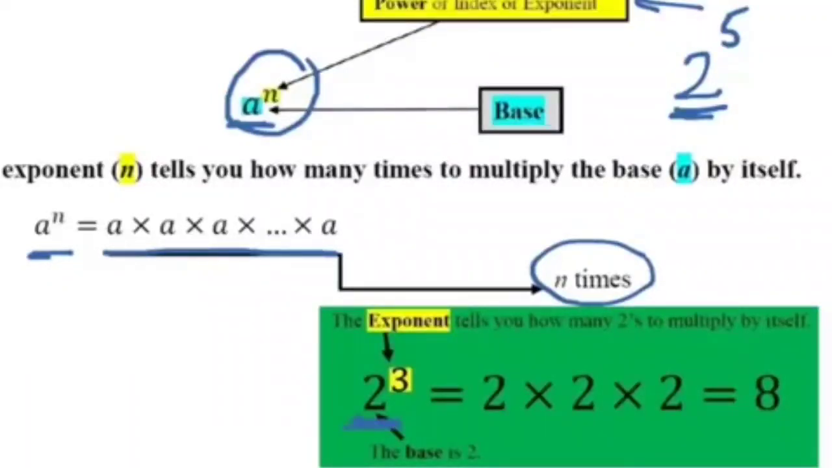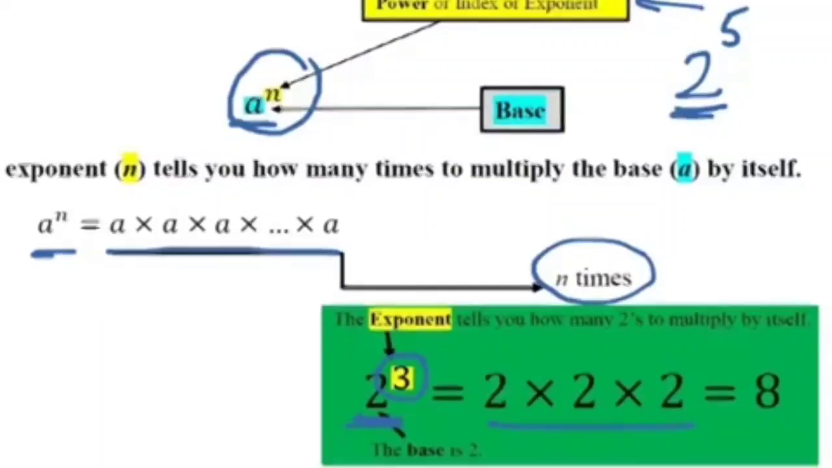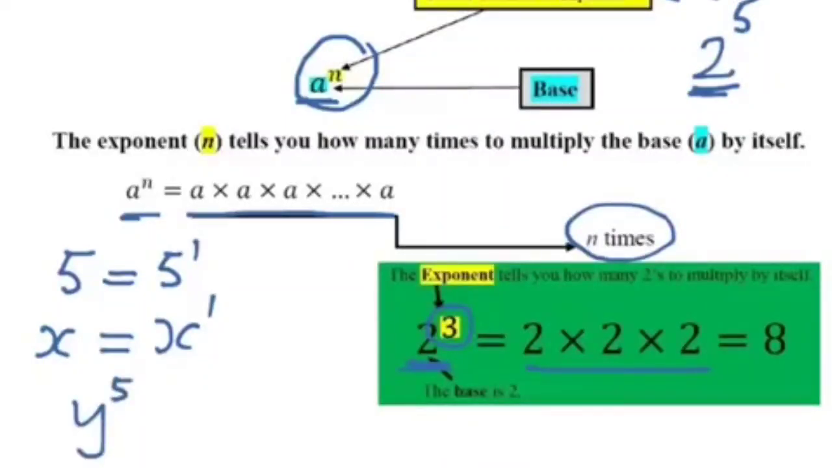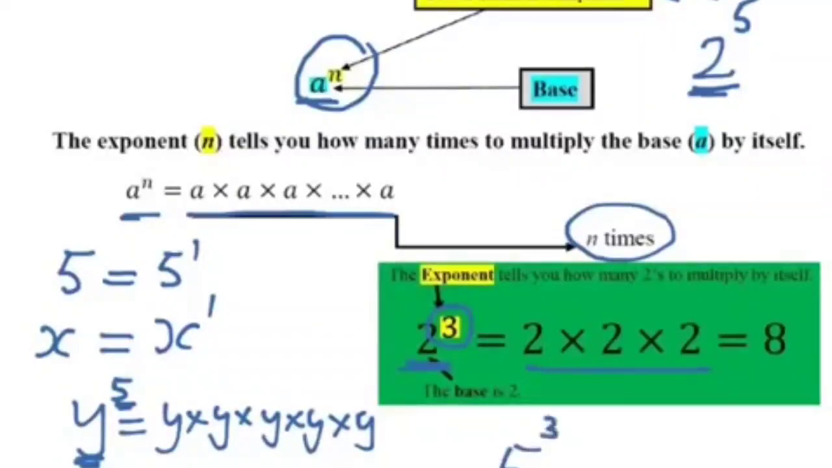So 2 to the power 3 equals 2 times 2 times 2 equals 8. Here the base is 2. Now suppose 5 to the power 1. If nothing is written, the power is 1. So x means x to the power 1. Similarly, we have more examples. If y has the power 5, then it is written as y times y times y times y times y, that means 5 times. And similarly 5 to the power 3 is 5 times 5 times 5, which equals 125.